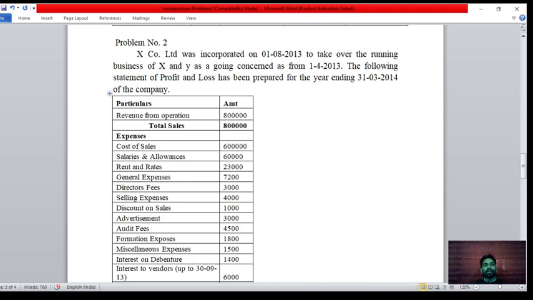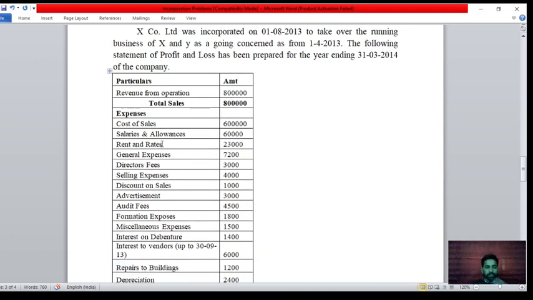X Company Limited was incorporated on 1st August 2013 to take over the running business of X and Y as a going concern as from 1st April 2013. The following statement of profit and loss has been prepared for the year ending 31st March 2014 of the company. So these are the profits as well as the expenses given. These expenses we have to distribute under the time ratio as well as the sales ratio.